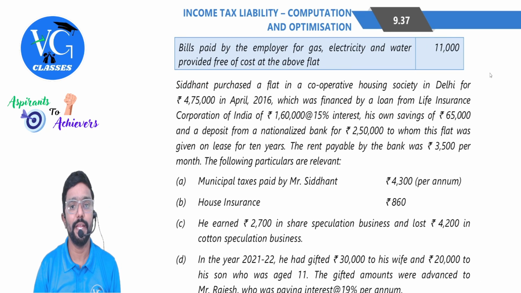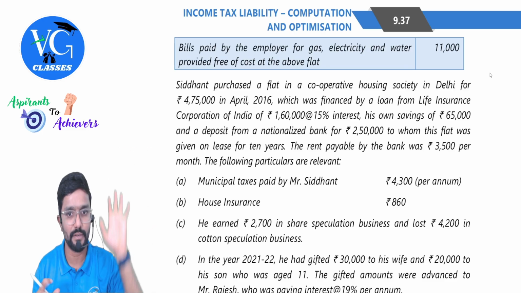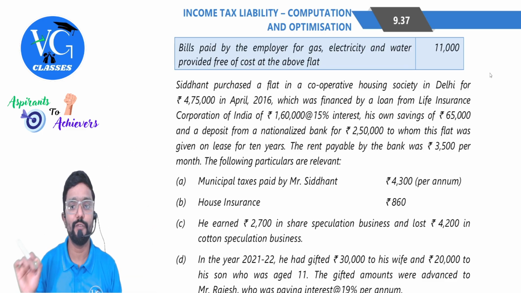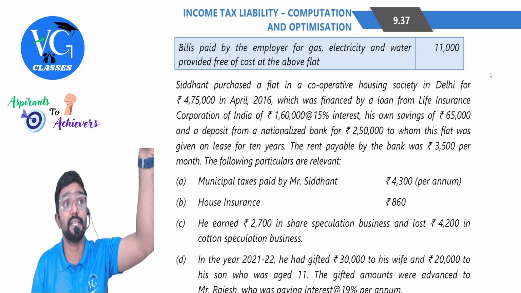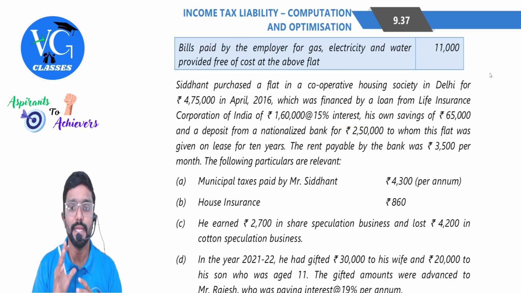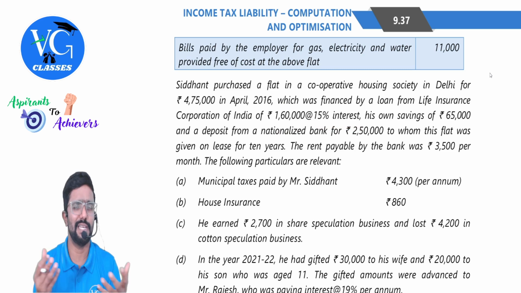Siddhant purchased a flat in a cooperative housing society in Delhi for 4,75,000 in April 2016, which was financed by a loan from Life Insurance Corporation of India of rupees 1,60,000 at 15% interest. You need to consider interest on loan. Okay. His own savings of 65,000 doesn't matter.